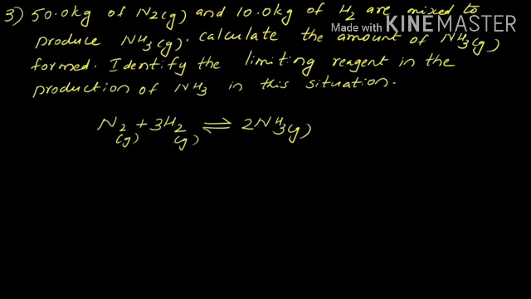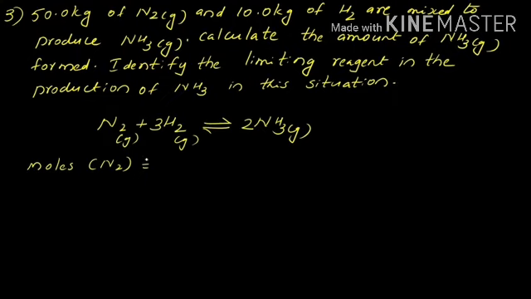Now we need to identify the limiting reagent. That is the first step. Now, how do we identify the limiting reagent? After finding out the limiting reagent only, we can calculate the amount of ammonia formed. So we are going to find out the limiting reagent in this reaction. First thing that we need to do is find out the number of moles of the reactants. Number of moles of nitrogen. Number of moles is equal to mass by molar mass.